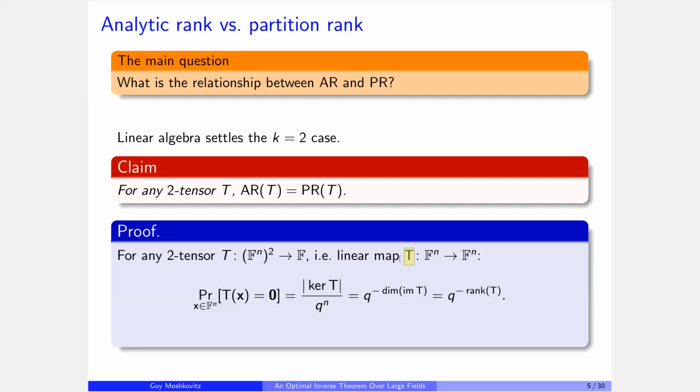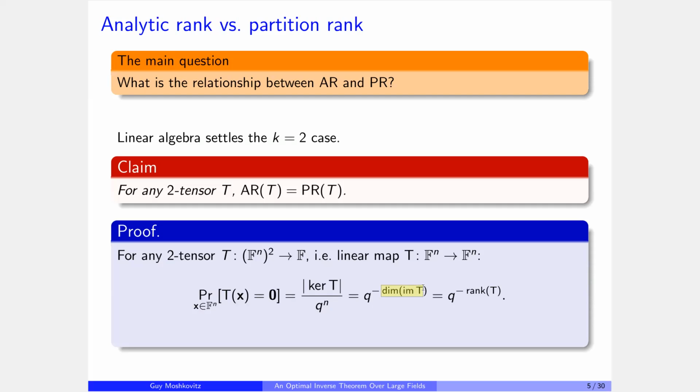Let's look at the corresponding linear map to that 2-tensor. If we talk about computing the analytic rank, then this is what we care about: the probability that this linear map gives you the zero vector. But this is just the normalized size of the kernel, right? We're talking about a finite field, so the kernel has some finite size divided by q to the n. q is again the size of the field. But of course, the kernel is a linear space, so we know exactly how many points it has. What's the cardinality? It's the size of the field q to the power of the dimension of the kernel.